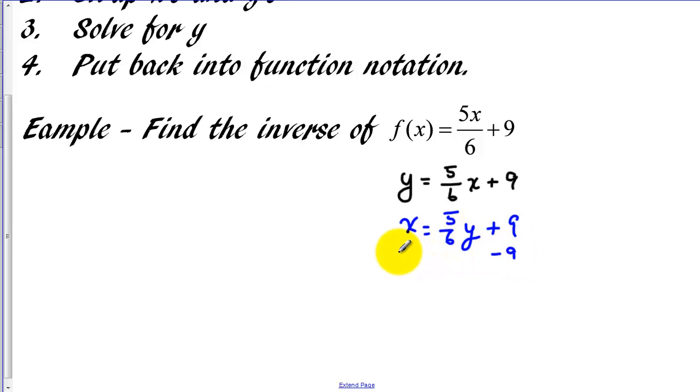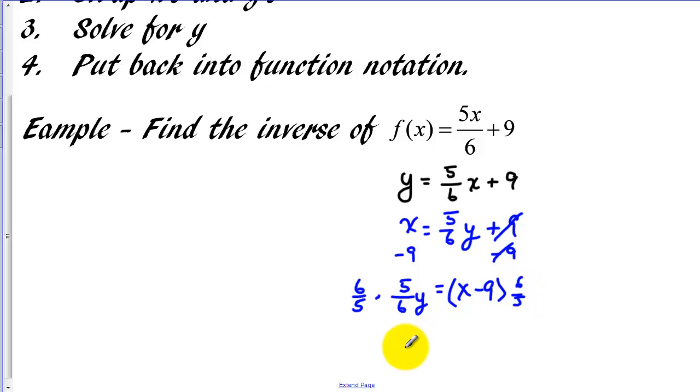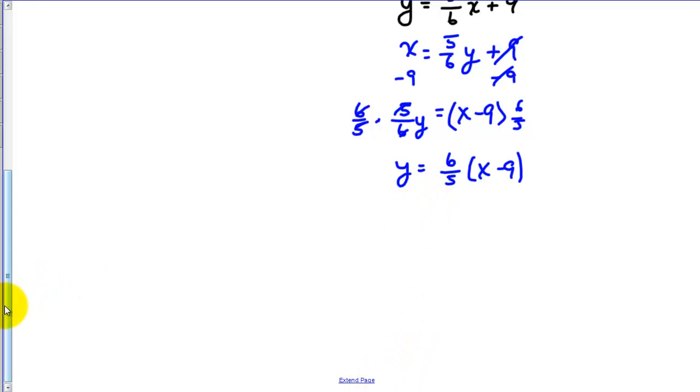So I'm going to subtract 9, and I'm going to flip the order of the equation. So I've got 5/6 y by itself here because those canceled, and over here we've got x minus 9. Now to undo this, we can either divide by that, or we also know that we can multiply by the reciprocal. So I'm going to multiply both sides of the equation by the reciprocal here. On this side, everything cancels out, so we have y equals, and I'm just going to move that constant to the front. Now that function is the inverse of our original function.